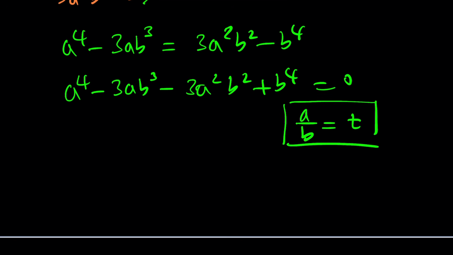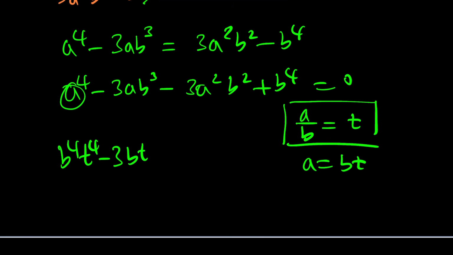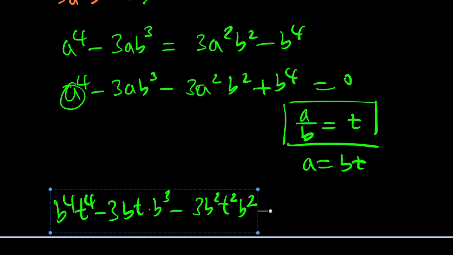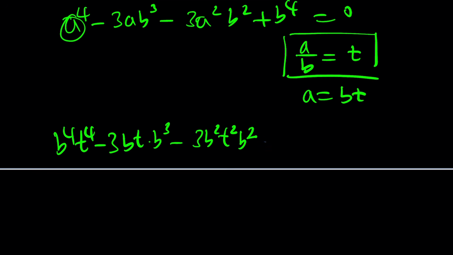So we're going to replace a with bt from here. So that's going to give us b to the fourth, t to the fourth, minus 3bt multiplied by b cubed, minus 3b squared t squared, and then b squared again. So I probably need to move this out of the way like this. And then the last term is going to be b to the fourth, which is just b to the fourth, right? We just add that. Okay, great. So this is equal to 0.